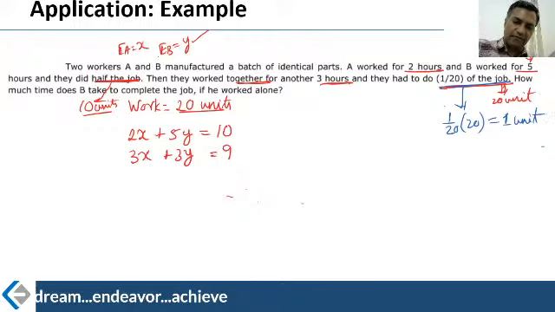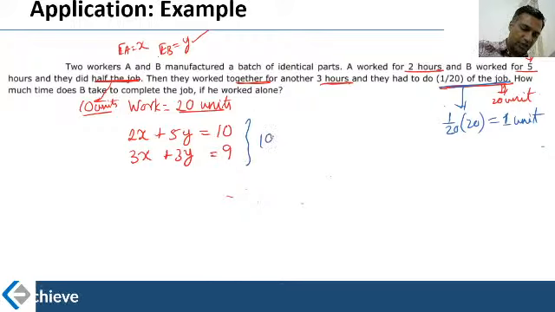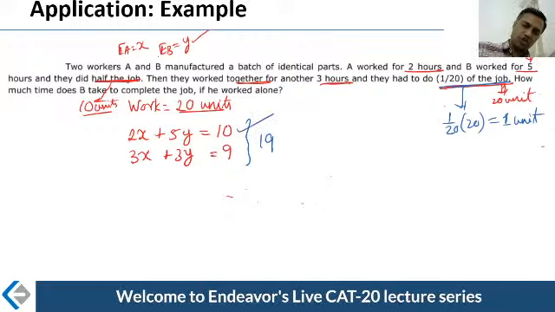If 1 unit is still left, which means 19 units are done. 10 units were already done. Half the job was over. Therefore, another 9 units were done. That was the critical point.